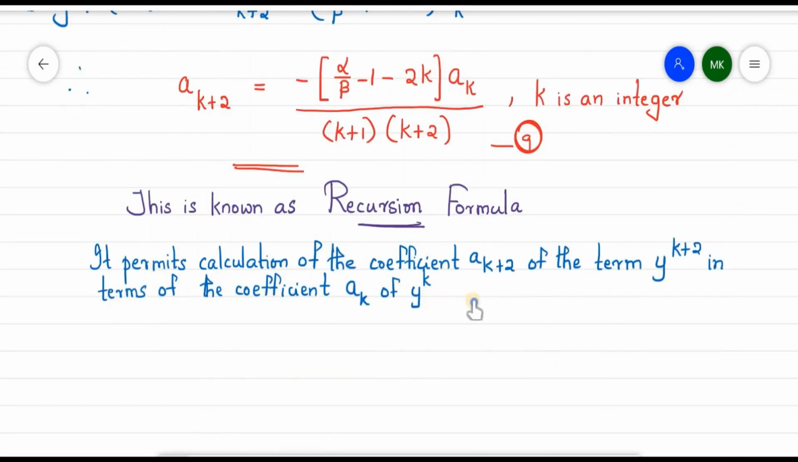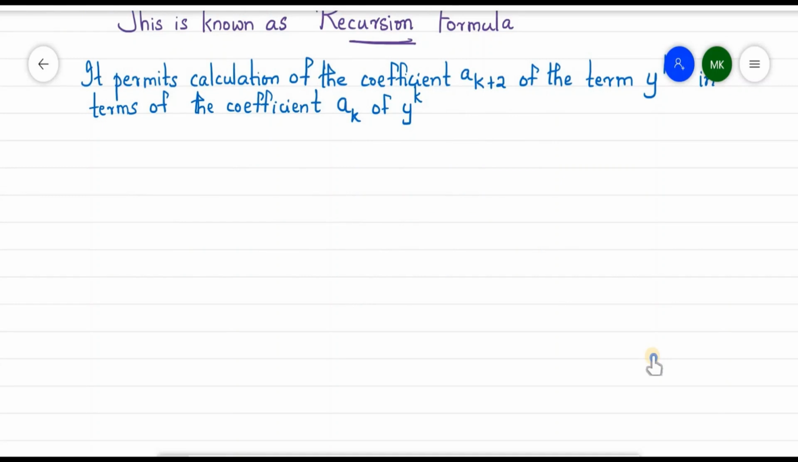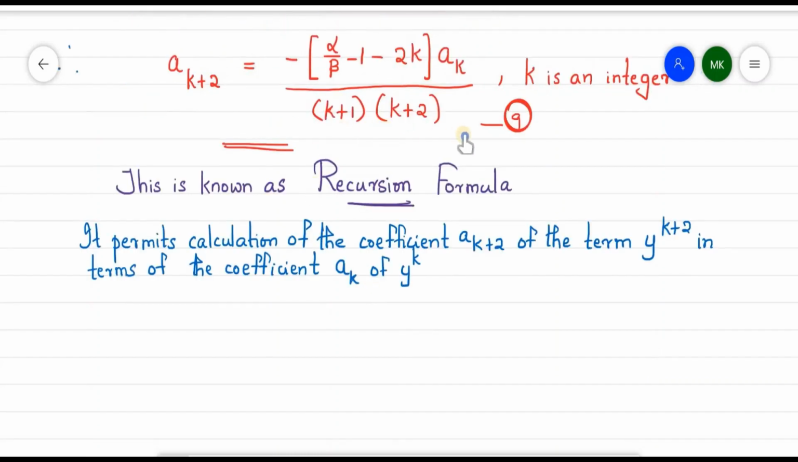It permits the calculation of the coefficient ak plus 2 of the term y raised to k plus 2 in terms of the coefficient ak of y raised to k. Recursion formula is a standard result of the series solution method of solving differential equations. It gives one coefficient in the series expansion of f in terms of a previous coefficient. The above equation is called a two-term recursion formula.